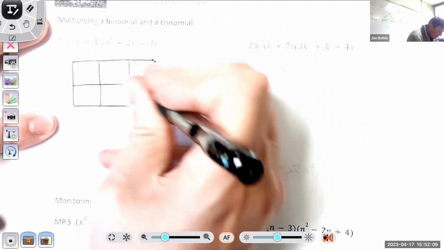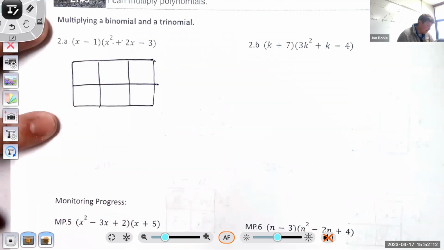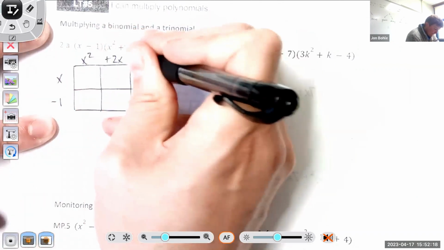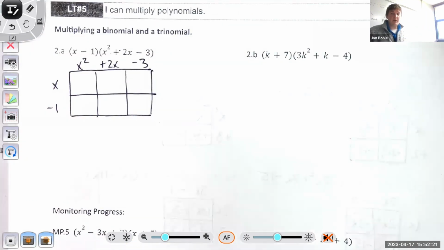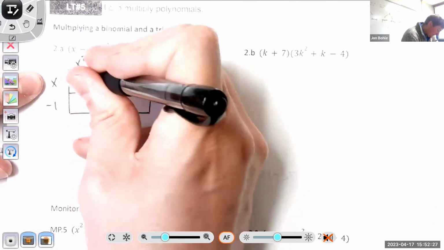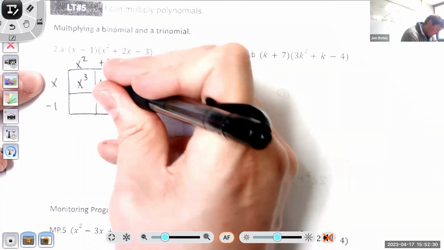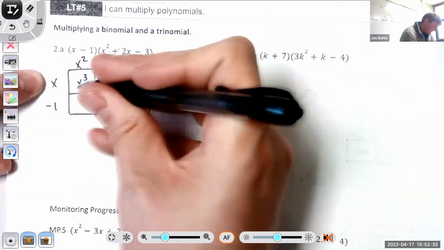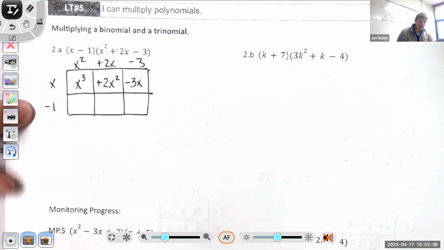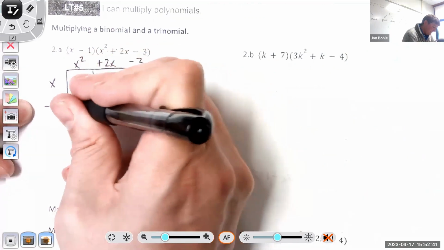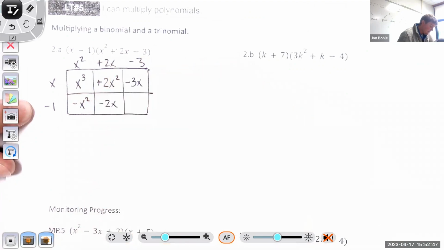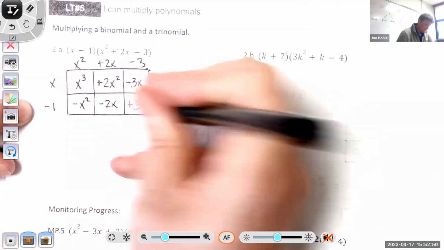We're just going to multiply, make sure each part here is multiplied through. So you set up the box and then you multiply the same way that we just did on the previous page. So here, if I have x times x squared, that gives me x to the third. X times 2x is 2x squared. X times negative 3, negative 3x. Now I have to multiply this negative 1 through all the parts. Negative 1 times x squared is negative x squared. Negative 1 times 2x is negative 2x. And negative 1 times negative 3 is positive 3.